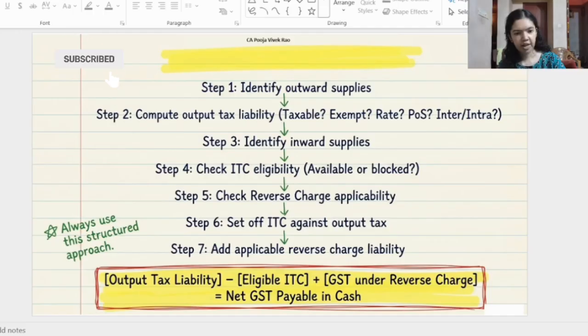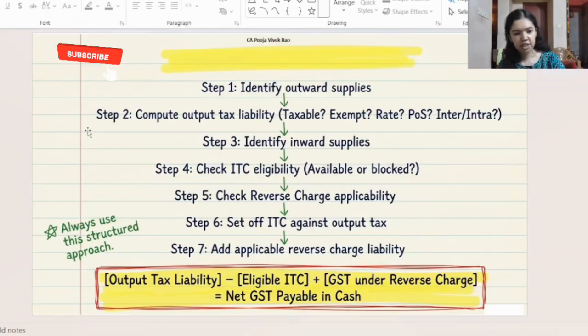Then step number 5, check reverse charge. Identify whether GST is payable under reverse charge on any inward supply. Step number 6, set off ITC against output tax. Then arrive at the remaining tax liability. Step number 7, add applicable reverse charge liability. Finally, add the GST payable under reverse charge to arrive at the net GST payable in cash.